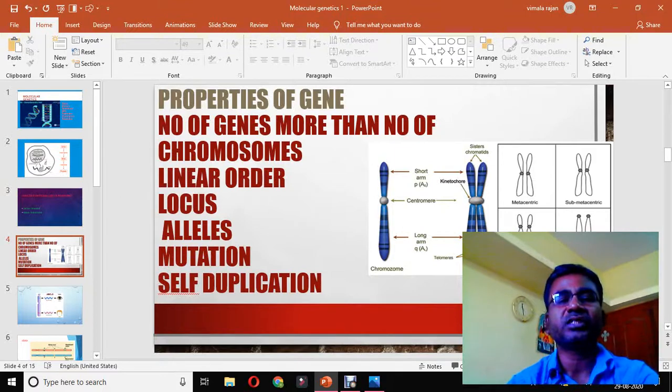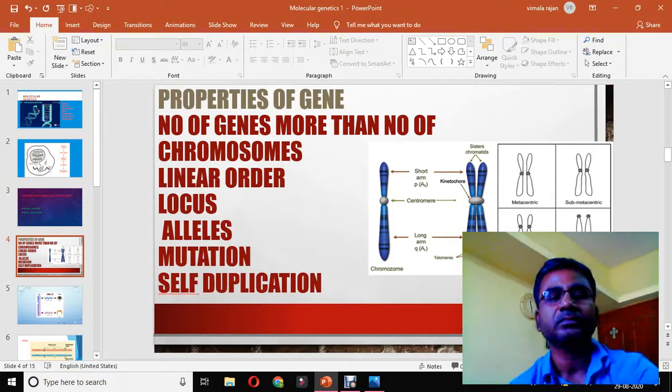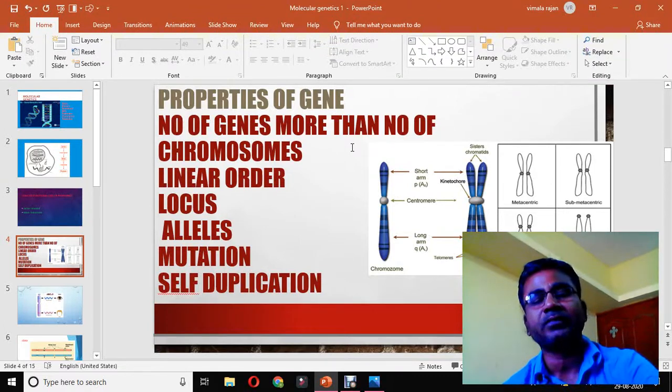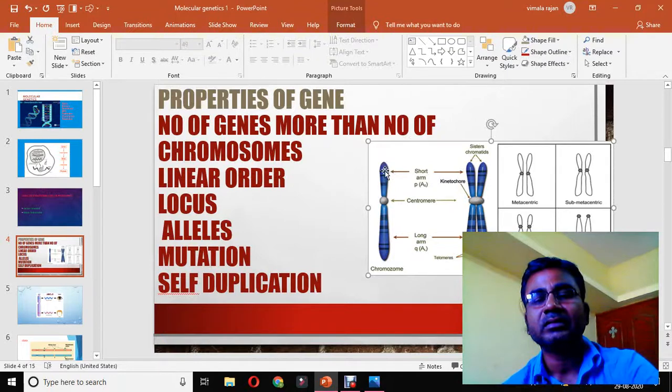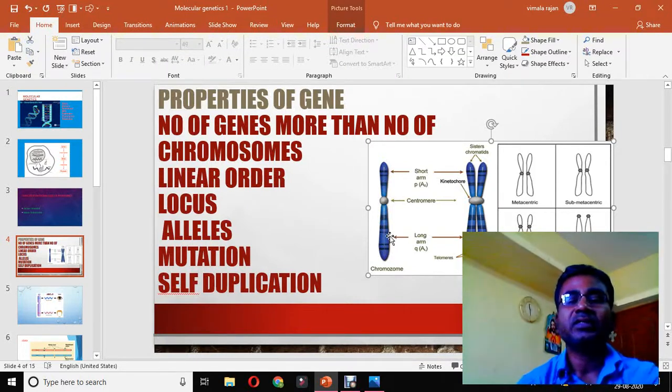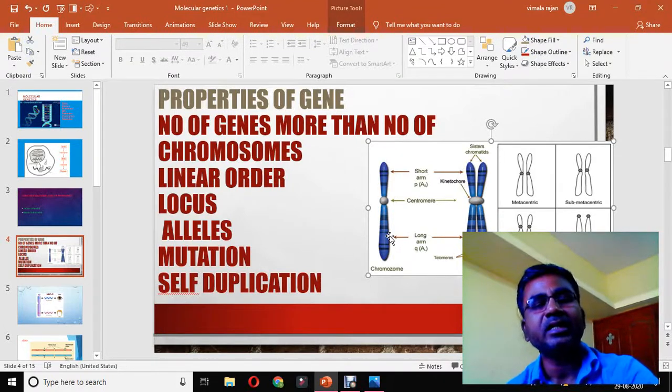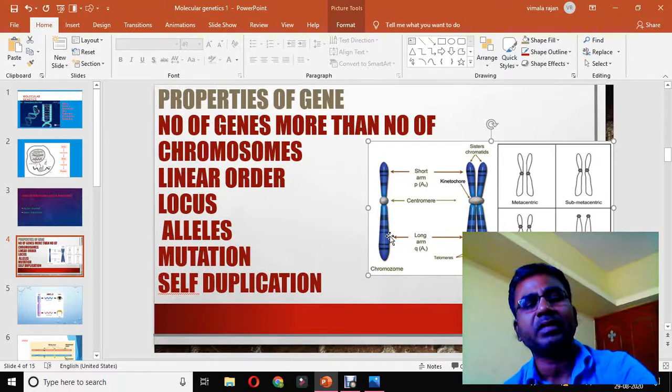Next, properties of the genes. What are the properties of the genes? In any organism, the number of genes is more than the number of chromosomes. For example, look at this. This is a diagram of a chromosome. In one chromosome, many genes will be there. Here one gene, here one gene. So many genes will be there. So from that we can understand which is more, the number of chromosomes or the number of genes. In any organism, the number of genes is more than the number of chromosomes.